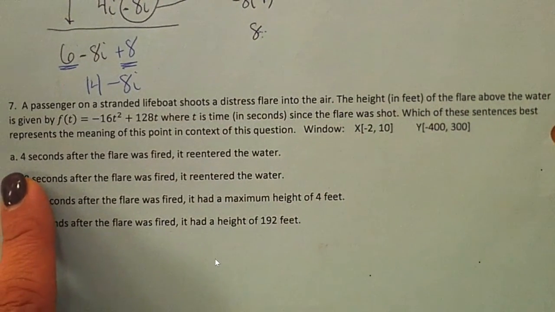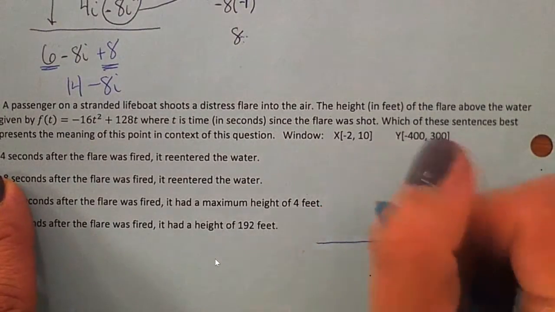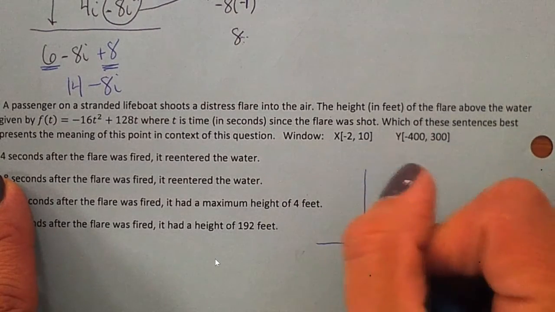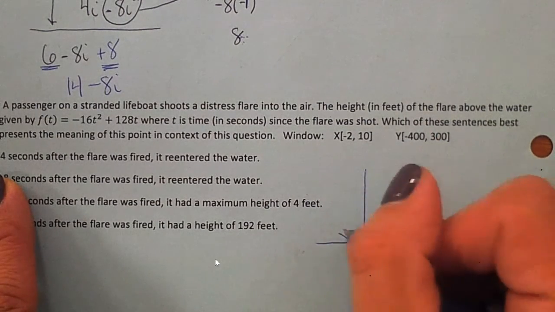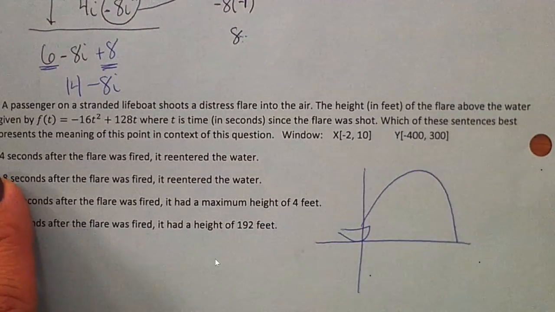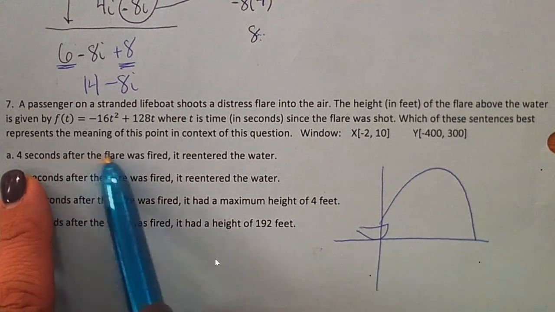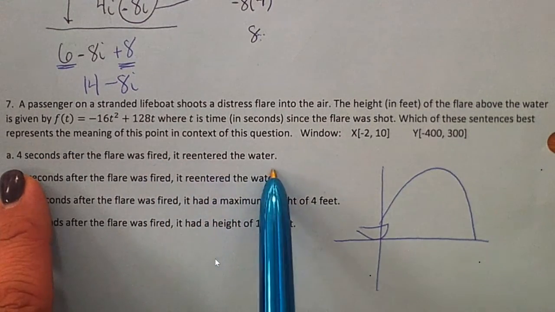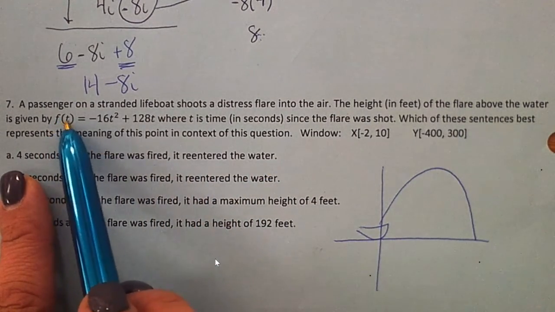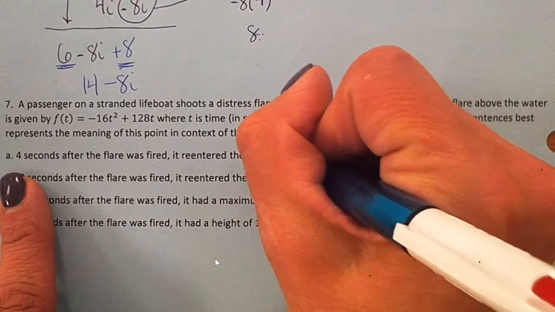And actually I should read the whole question. We didn't even have to do that part. So sorry about that. If we did graph this, you know, and you're in your little boat and you shoot off a flare gun, it's going to go up and come back down. All right? So after 4 seconds after the flare was fired, it re-entered the water, which means, and I take that back, we do want our table, that our height was 0.